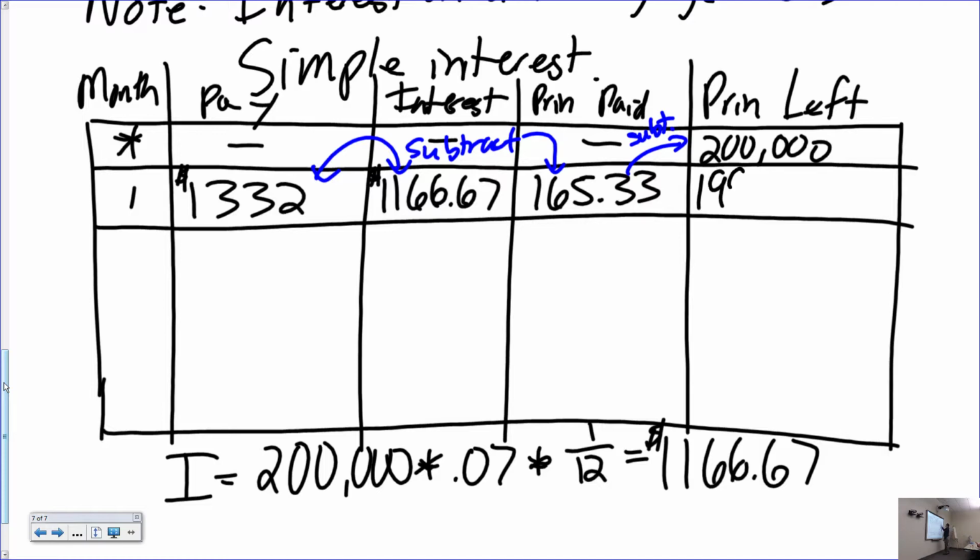So $199,834.67. And folks, rinse and repeat 360 times. And try not to vomit on the way. It gets bad. It's like 20 years before it finally averages out almost.